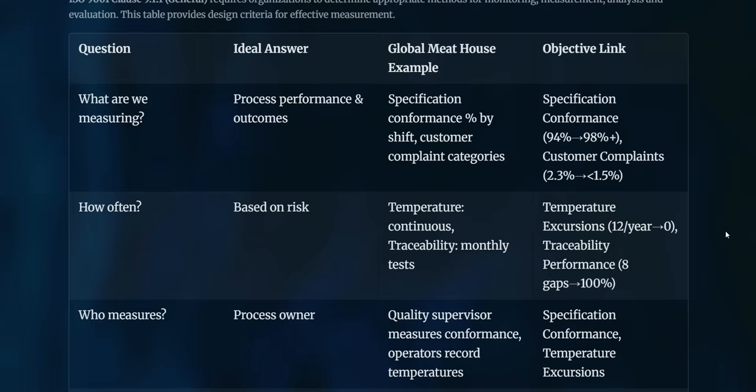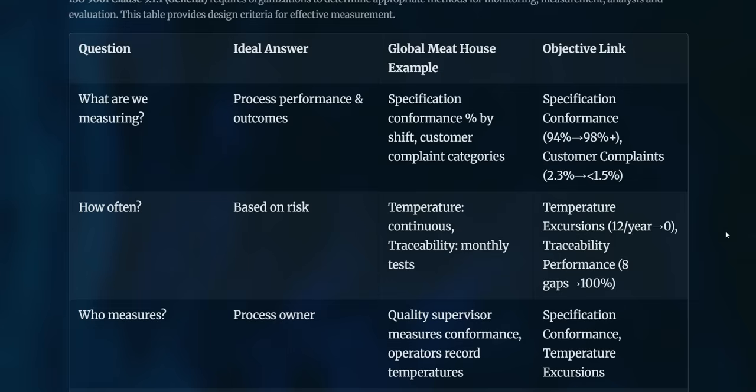The first question for the measurement would be, what are we measuring? Ideal answer for this question is we are measuring process performance and outcomes. And for our Global Meat House example, that includes the specification conformance percentage by shift and customer complaints categories. The objective linked to this measurement includes specifications conformance and customer complaints reduction.